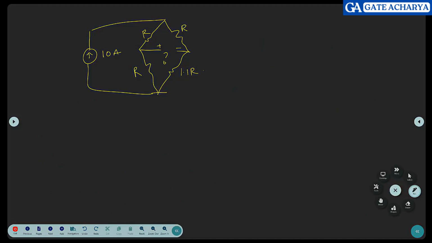How do we do it? Again, I will redraw the circuit. See if you understand. 10 amps is coming. But if I add these two resistances, what will be the total resistance? 2R. Again, add these two resistances. What is the resistance? 2.1 R. Now, what is the current through this? Current division. I reduced the number of resistors, just added them.